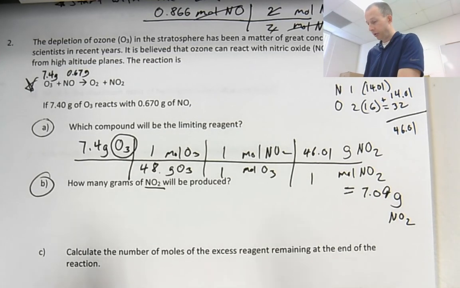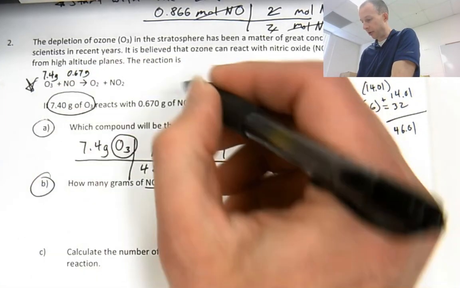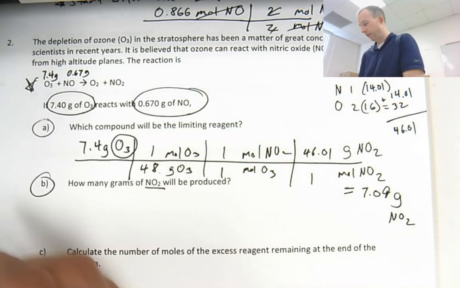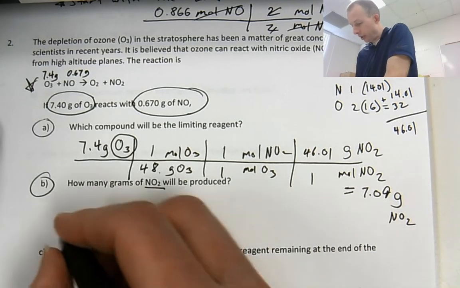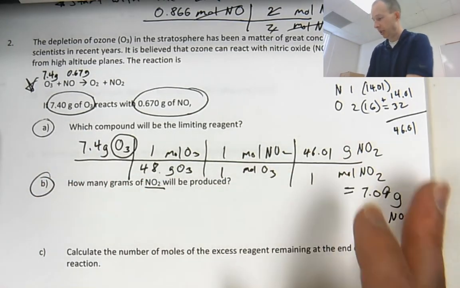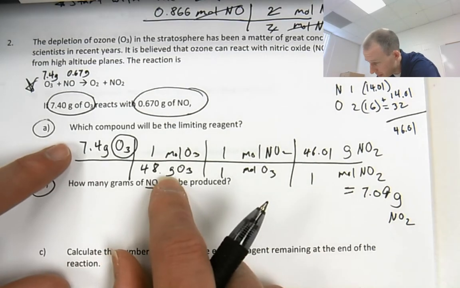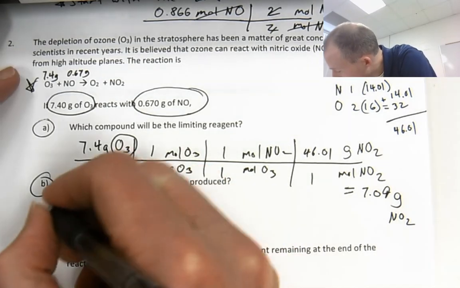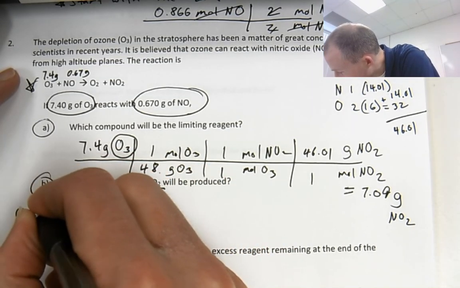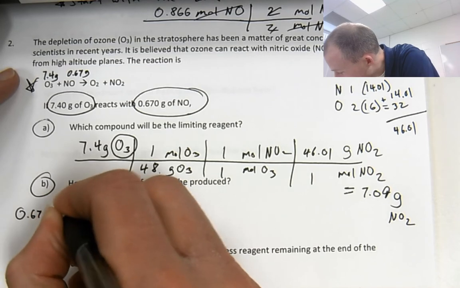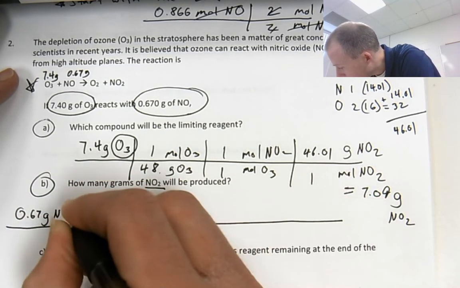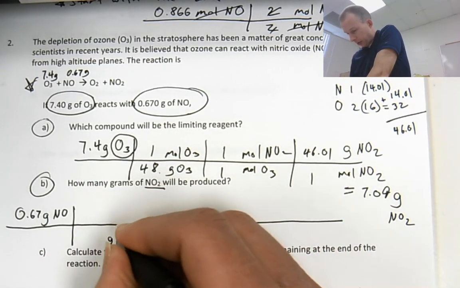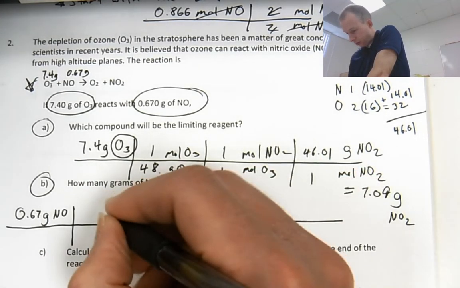Now, that was using this. Now we're going to do the same thing with this other problem, because that's the other reactant, and then we're going to figure out which one's smaller. So the whole problem is going to be the same, except the beginning part, because we're not going to have this be with ozone, it's going to be with NO. So 0.67 grams of NO.